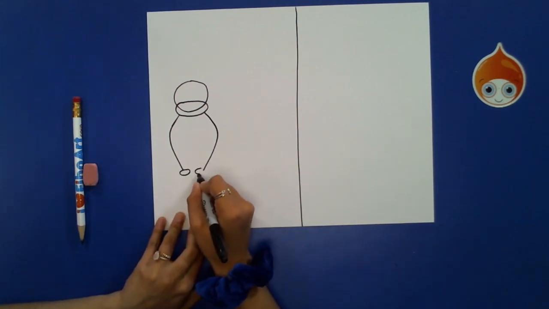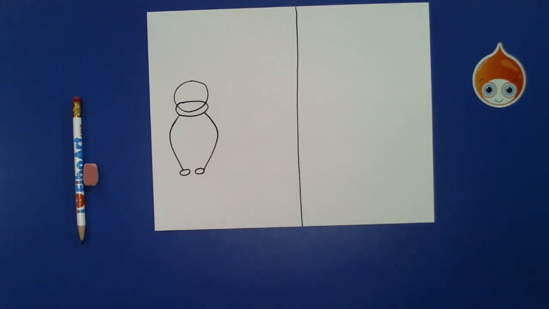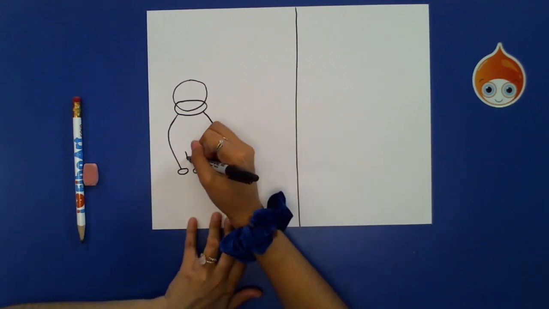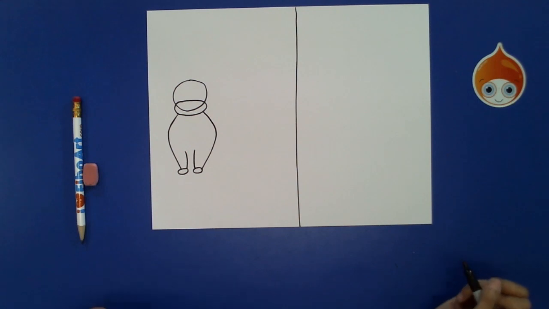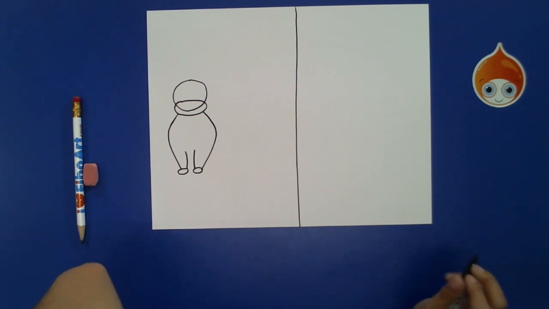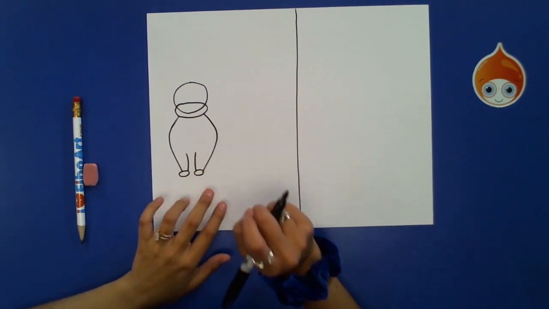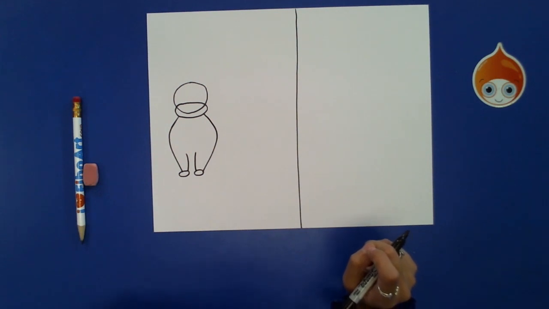Now once I have that, I'm going to draw two nice ovals at the bottom for the legs. Then I'm going to draw 2 curved lines for the inside of the legs. I don't want to go all the way up just yet.